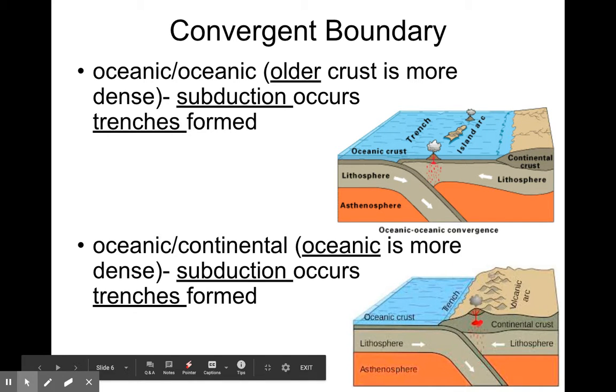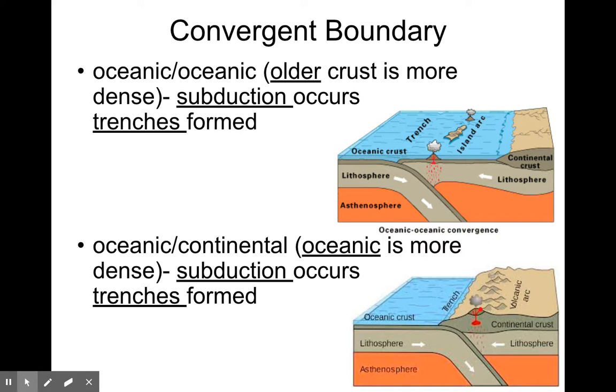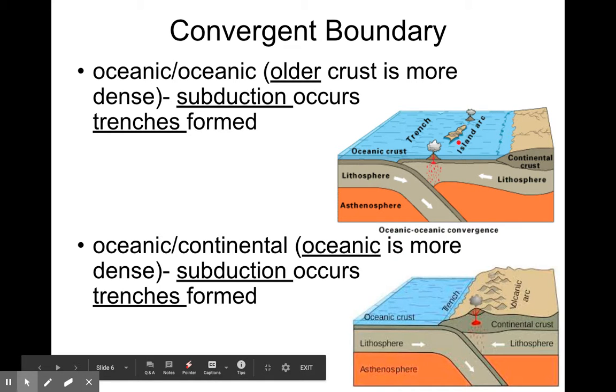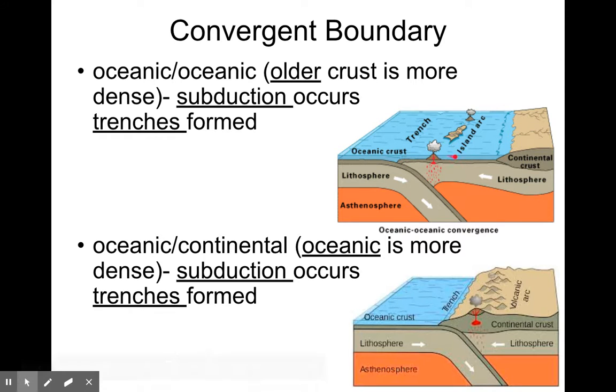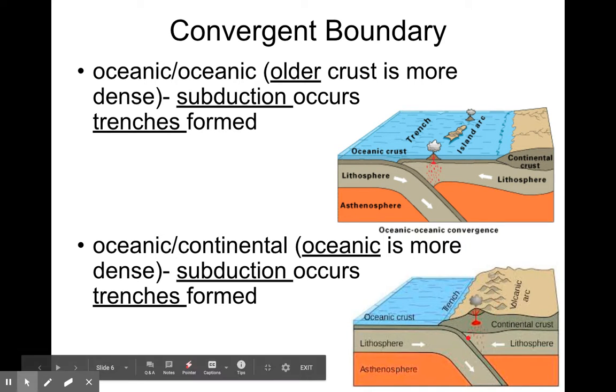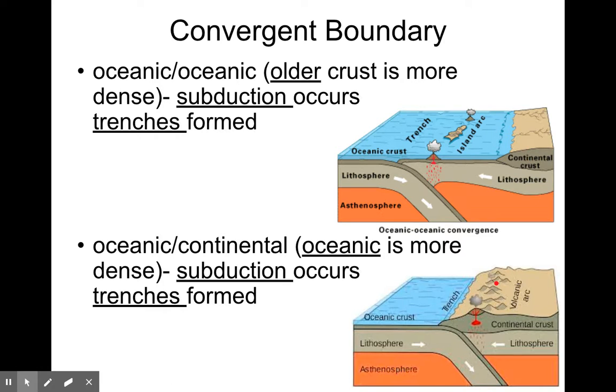It's going to form a volcano, except this volcano is not going to be an island arc because it's not in the middle of the water. This is only called an island arc because it's two oceanic plates colliding, and islands are in the middle of the ocean. Okay, so this is going to just form a volcanic arc. This is just volcanoes. An example of this would be the Andes Mountains, or the Andes volcanic mountains.